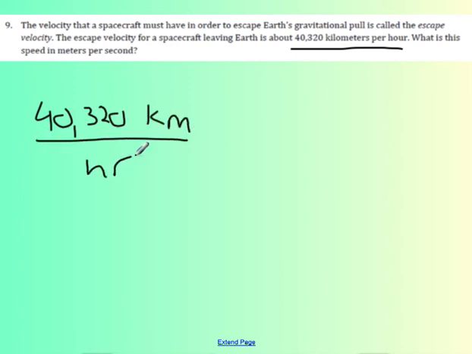The velocity a spacecraft must have in order to escape Earth's gravitational pull is called the escape velocity. The escape velocity for a spacecraft leaving Earth is about 40,320. Whenever you see that per, that typically means you want to set up a fraction. So 40,320 kilometers per hour. We want to set up a fraction. What is that in meters per second?